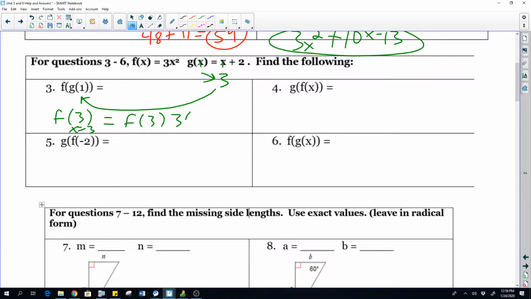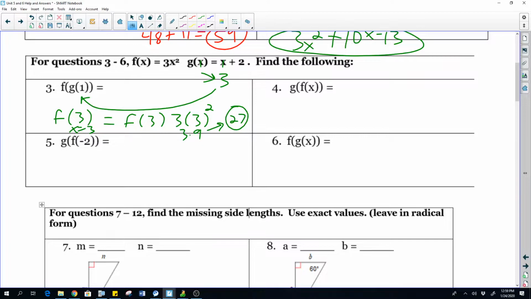And so now we're going to go ahead and do f of 3. And that's going to be 3 times 3 all squared. And so 3 squared is 9. And 9 times 3 is 27 is our answer.